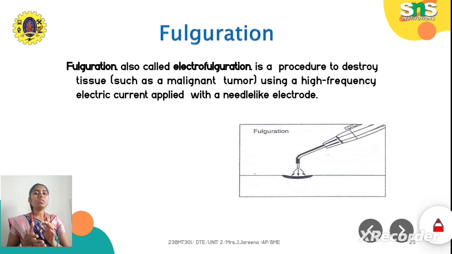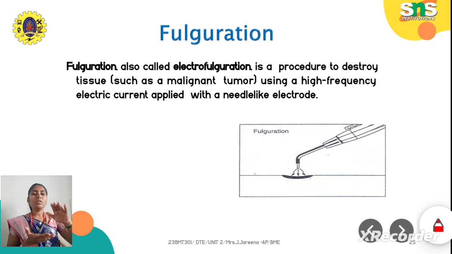Fulguration is also called electrosurgical. It is one kind of procedure used to destroy tissue by using high frequency current. Here we are using an electrode called a needle type electrode. It is highly recommended compared to the other electrodes if you want to do any fulguration technique. In this technique, we are not making any direct contact with the tissue. By passing a spark superficially, we are removing or destroying the tissue.